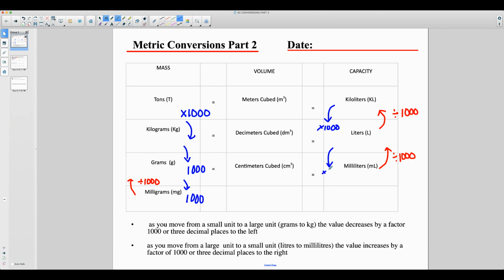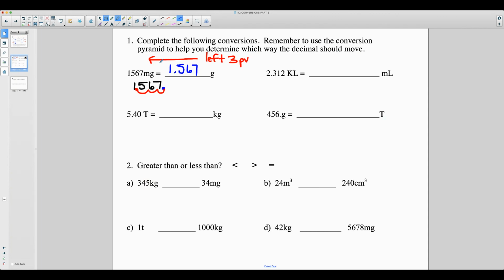So what that means, which is really interesting here, is we're going to be multiplying this by 1,000,000, or we're going to be moving the decimal place 6 place values to the right. So in this instance, we're going to the right. Okay. And it's 6 place values. 3 from kiloliters to liters, and then 3 more from liters to milliliters. So it's 6 place values.